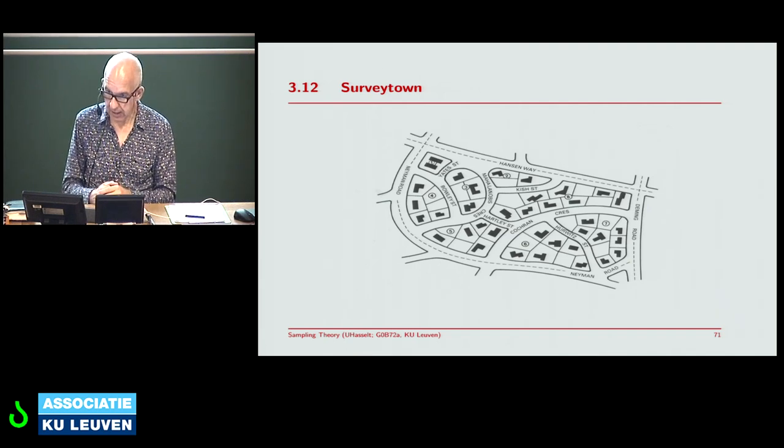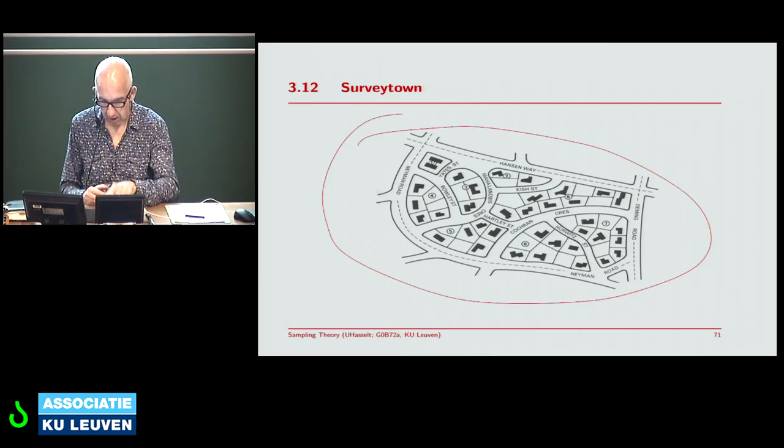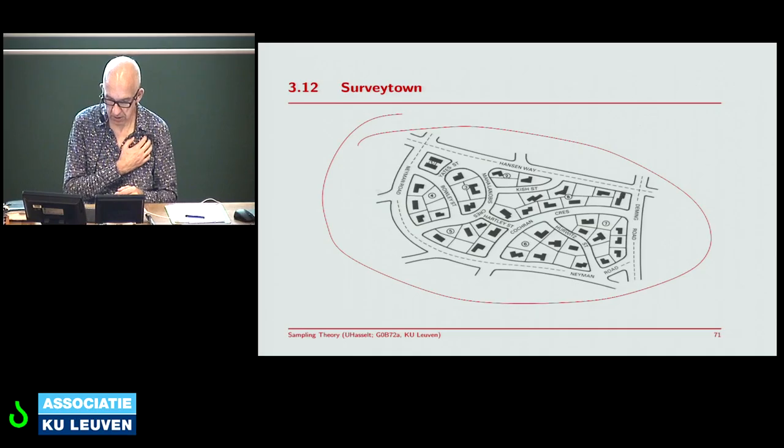In the next and last example, survey town, we are going to continue the idea of a simple artificial example, but this one, taken from the book by Foreman, was actually slightly more involved. What you see is a town where all the streets are named after statisticians, especially survey statisticians. And the town is divided into blocks.